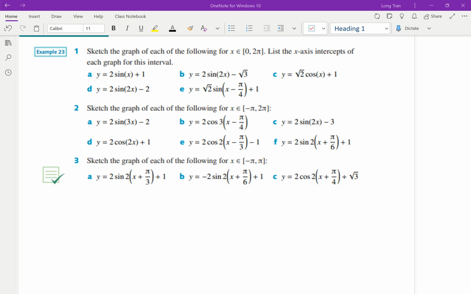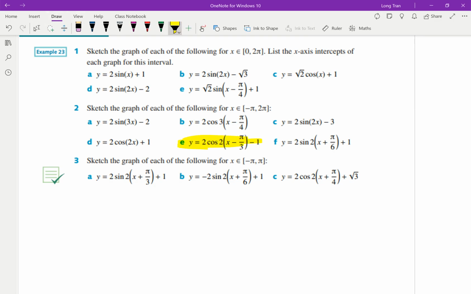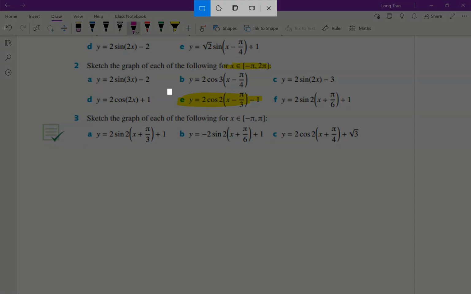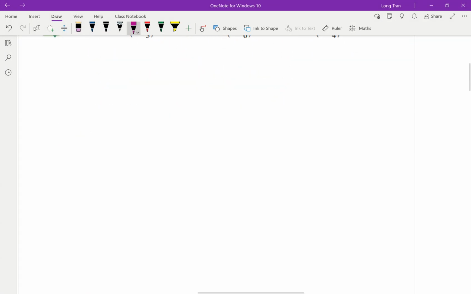I'm going to do another example of how to sketch the graph of 2cos. We can see we've got a domain of negative pi to 2 pi, but let's start off with this particular graph. I'm going to copy that and make space over here. All right, if I were to sketch this graph, what would I do?